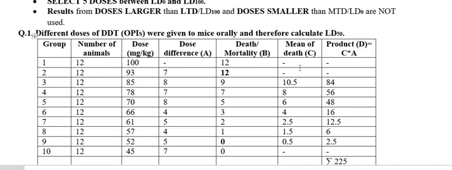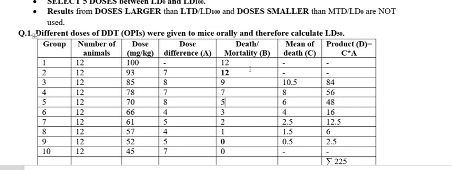Now we have to go through the interval mean of death. So this is the interval. Before calculating the interval mean of death, we are going to calculate the most tolerated dose and least tolerated dose. So what is the most tolerated dose? Most tolerated dose is LD0. LD0 is the dose at which the mortality is 0.